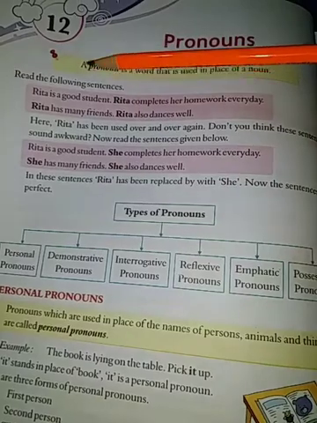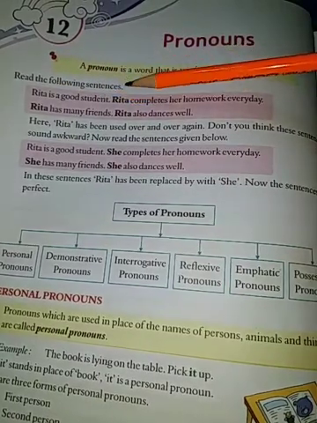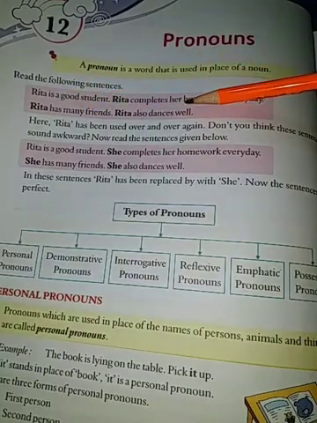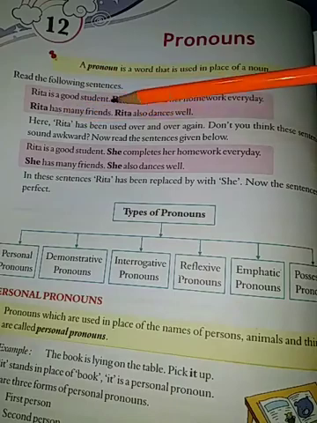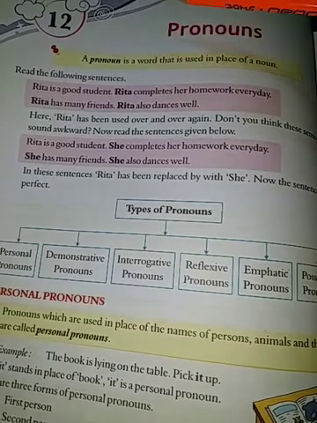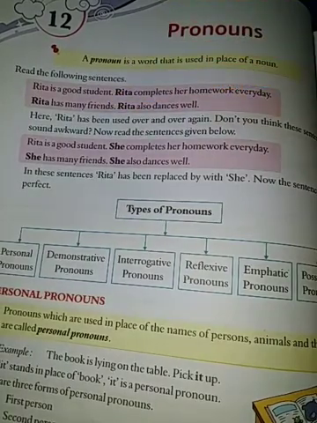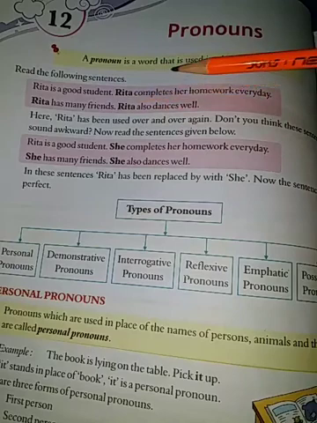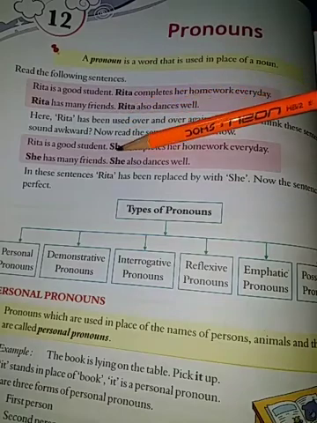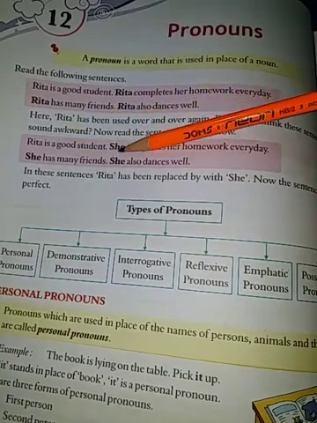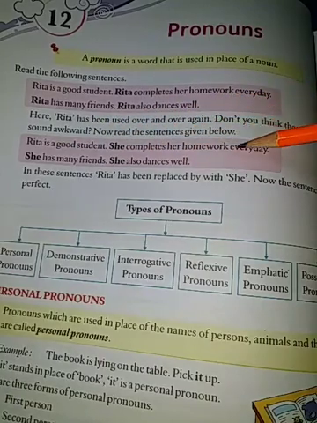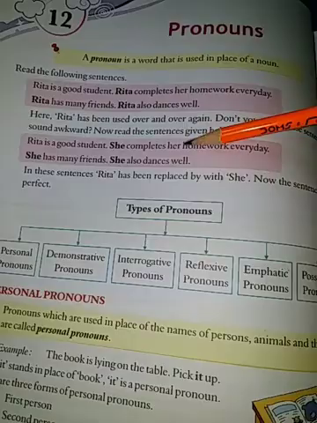So read the following sentences. Rita is a good student. Rita completes her homework every day. Rita has many friends. Rita also dances well. Here we are using Rita again and again, which is not sounding good. It sounds a little awkward. So for writing this sentence in a good way, we have to use a pronoun in place of Rita. The word which we are using in place of Rita is she. Rita is a good student. She completes her homework every day. She has many friends. She also dances well.